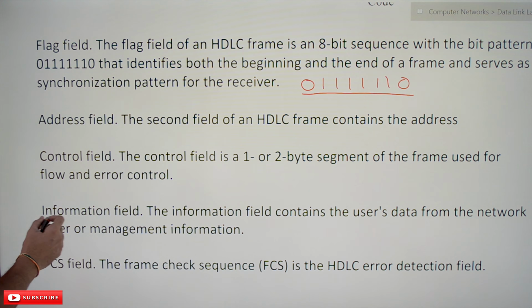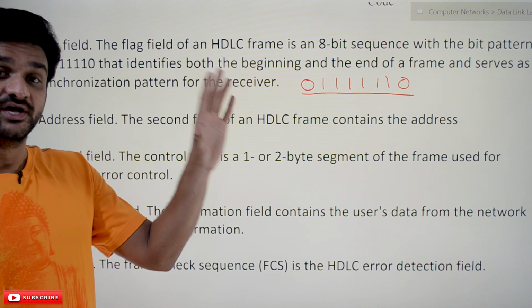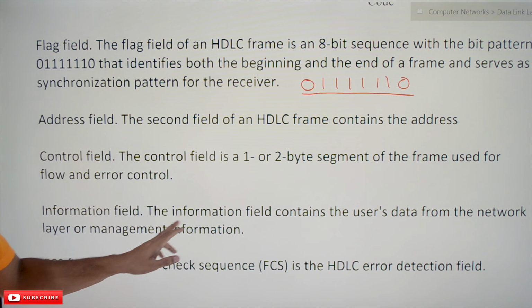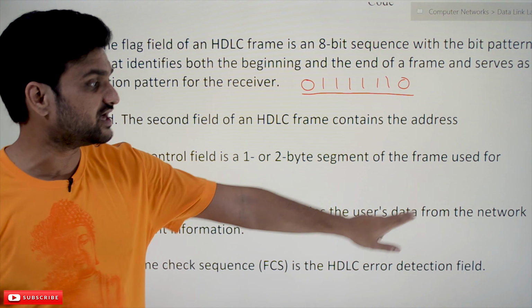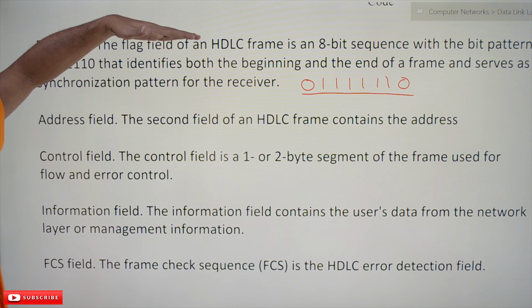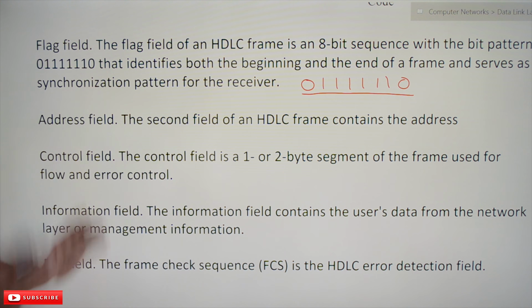Okay, so the next one is the information field. In the I frame we have the information field. That is the data that needs to be transmitted. The information field contains the user data from the network layer, the payload that has been obtained from the network layer to the transport layer. So that is what we call the information field.